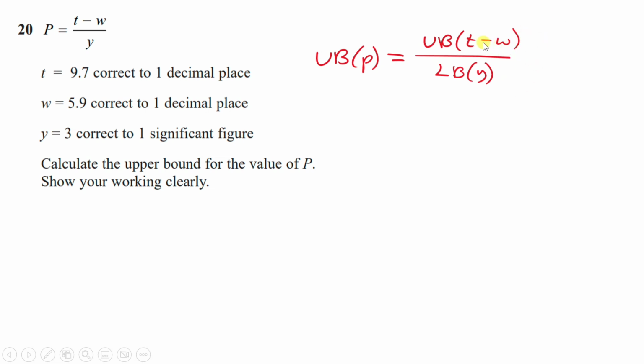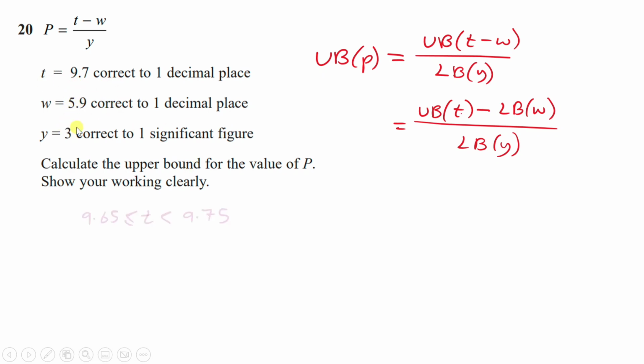But for subtraction, if you want to find the upper bound for T minus W, it's kind of the same thing. You want to find the widest gap, so the upper bound of T minus the lower bound of W. So that's what they want. They want the biggest T value, smallest W, and smallest Y. Now, when it comes to bounds, you have to put this in intervals.